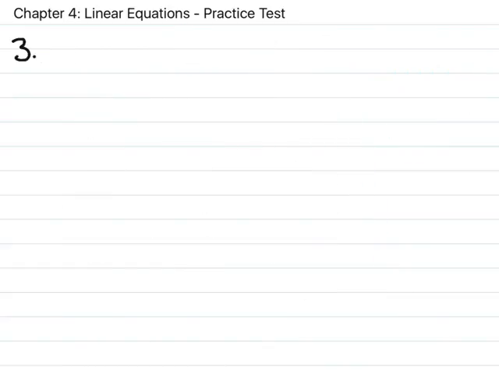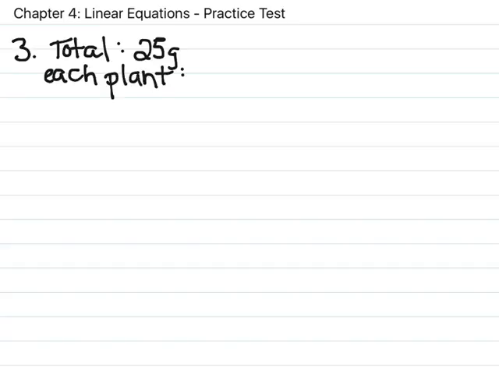Question 3. So she is testing 25 grams of fertilizer. So our total is 25 grams. She plans to give each test plant 0.4 grams of the fertilizer. So each plant will get 0.4. And she's expecting to have 8 grams left over for the future tests. So we'll have our leftovers will be 8 grams.